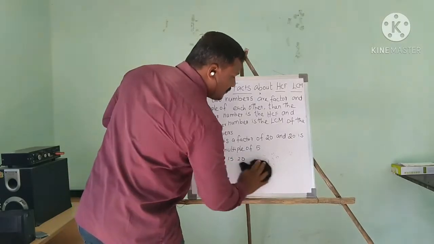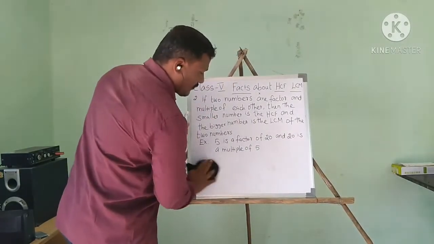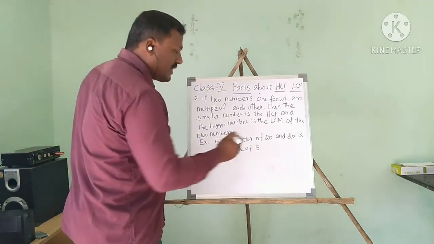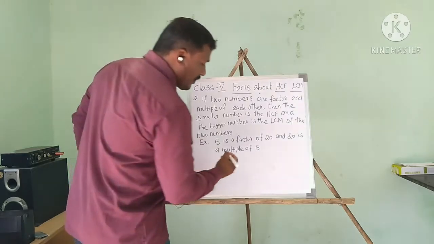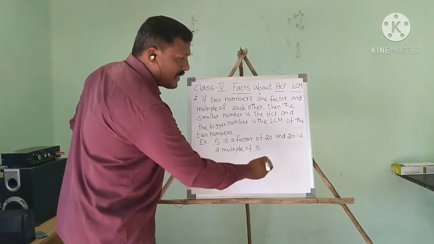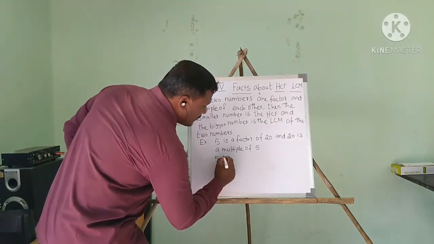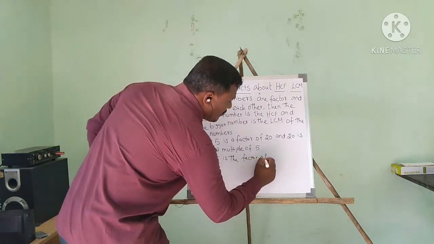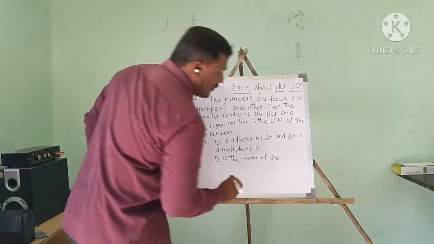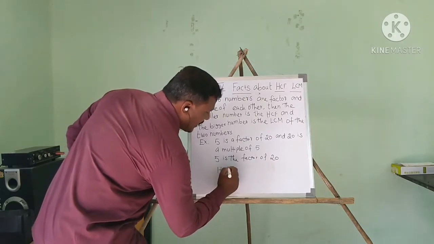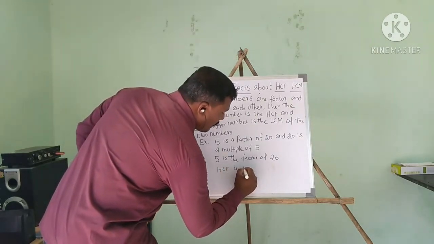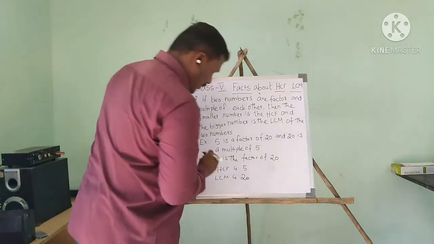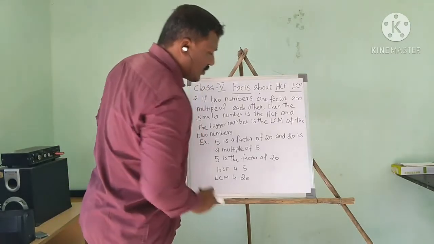Now you know very well, so don't get confused, students. See, 5 is the factor of 20, and 20 is the multiple of 5. I told you some examples. So 5 is the factor of 20. Here HCF is 5, then LCM is 20. So the least common multiple is 20.